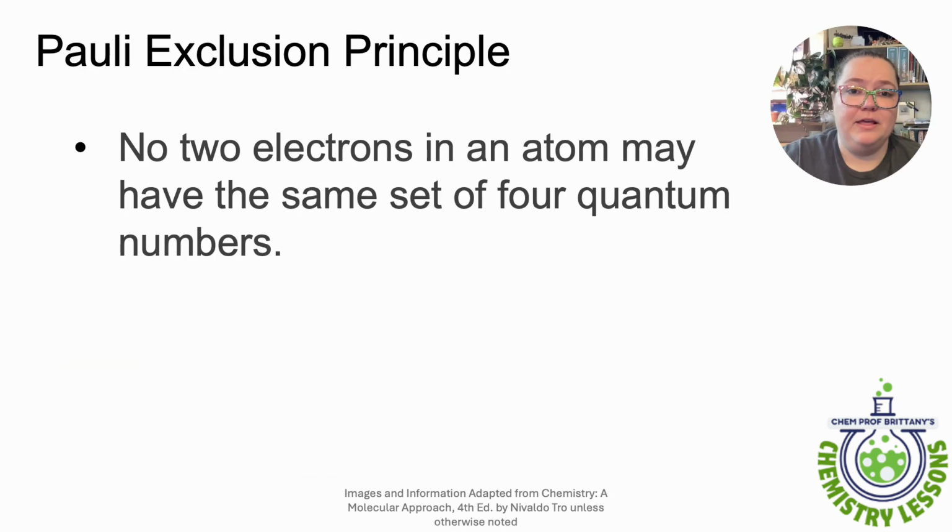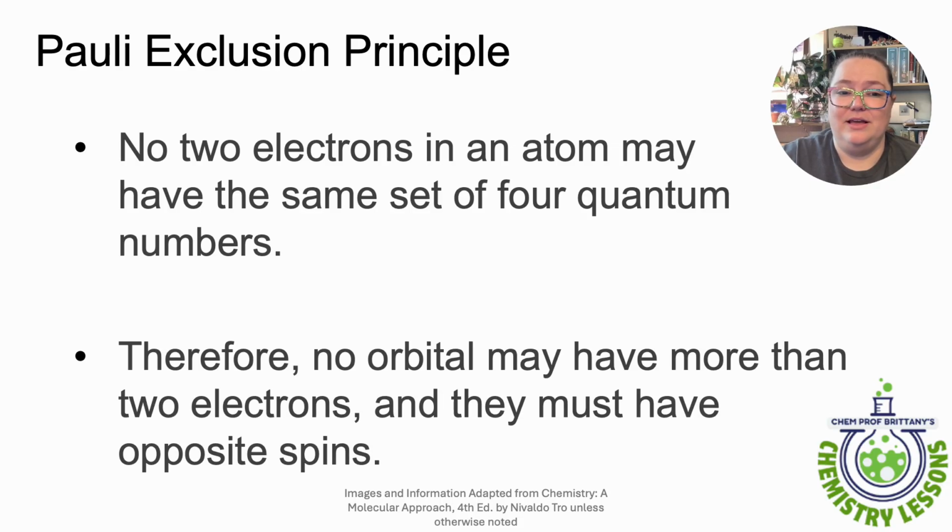There is a rule called the Pauli exclusion principle that states that no two electrons in any atom may have the same set of 4 quantum numbers. Therefore, no orbital can have more than 2 electrons because they have to have opposite spins. There are only 2 kinds of spins. And if the orbital has to have 4 different quantum numbers for the electrons in it, spin being one of those quantum numbers, then if there's only 2 options, there can only be 2 electrons in there.